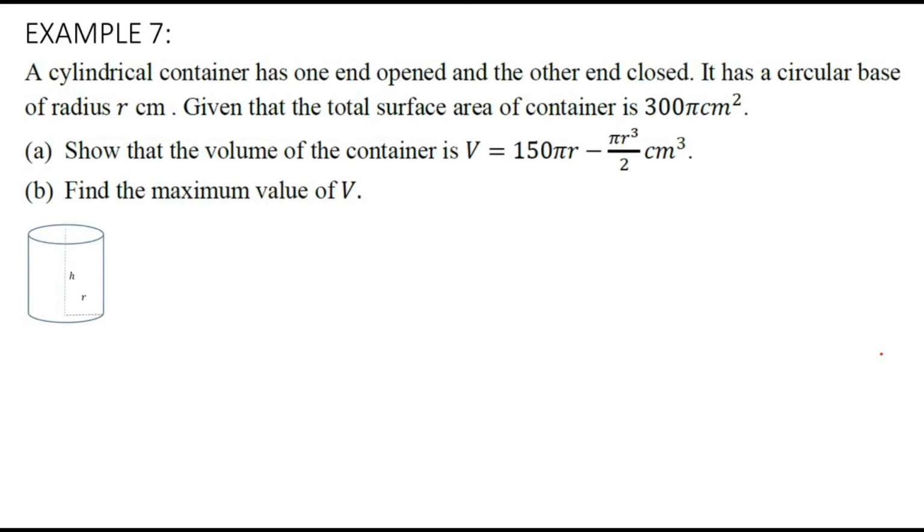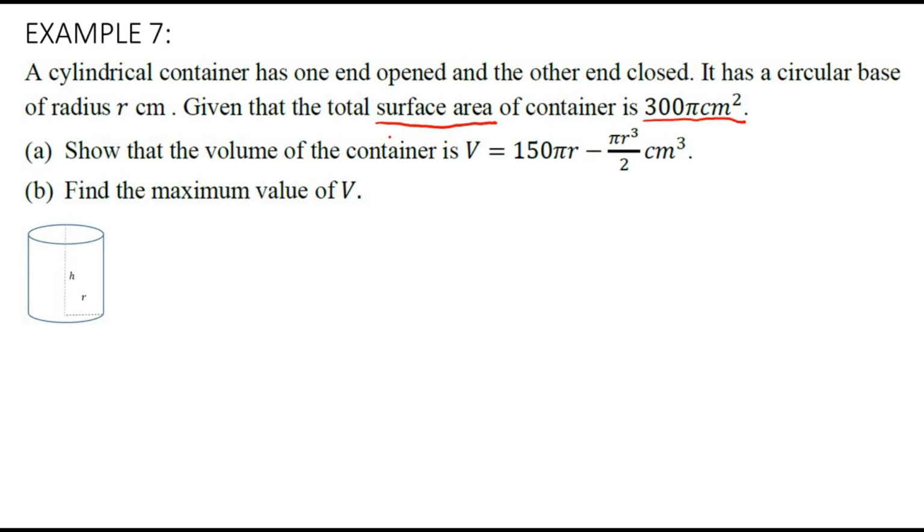Now let's do another example. Example 7: a cylindrical container has one end open and the other end closed, meaning our cylinder is open at the top. It has a circular base of radius r. Given that the total surface area is 300π cm².